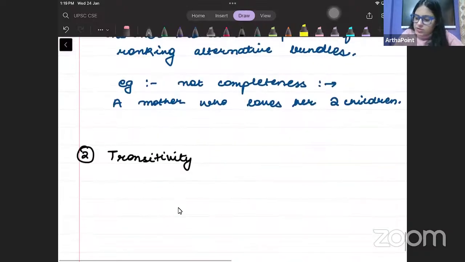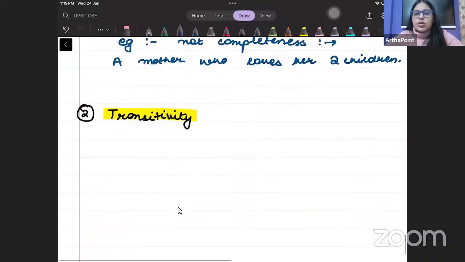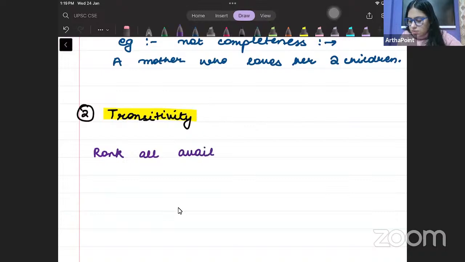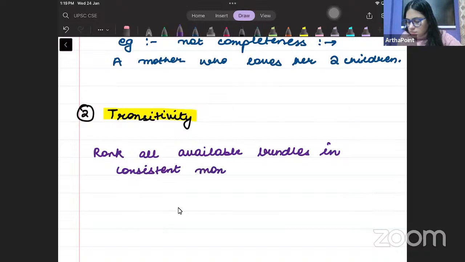That's the first example. Beta, the second assumption that we have, usko bolte hain hum transitivity. So the second one we have is called transitivity. What is transitivity? क्या होती है transitivity? When you are able to rank bundles in a consistent manner. Rank all available bundles in consistent manner.